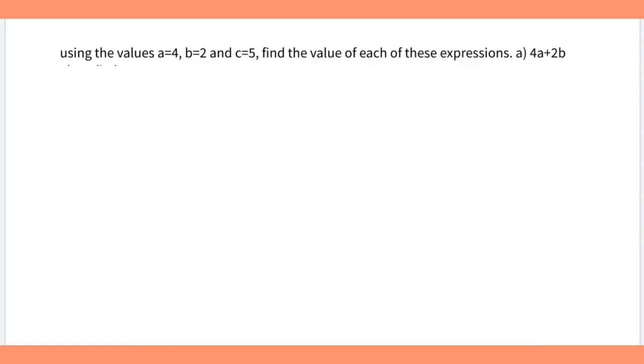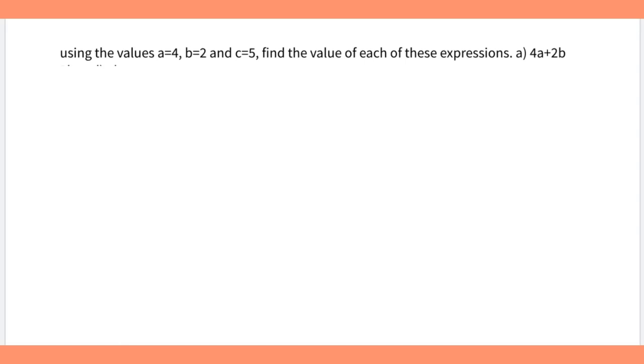Now in some scenarios, you may actually have to substitute the values of different pronumerals to work out an expression. So remember, the difference between an expression and an equation is that an expression does not have an equal sign. So with this expression here, we're going to substitute a equals 4, b equals 2, and c equals 5. Make sure you show your proper working out, pause the video and have a go. How'd you go? Let's have a go.